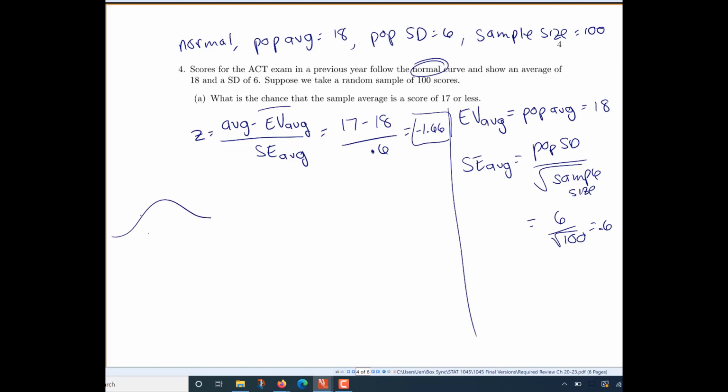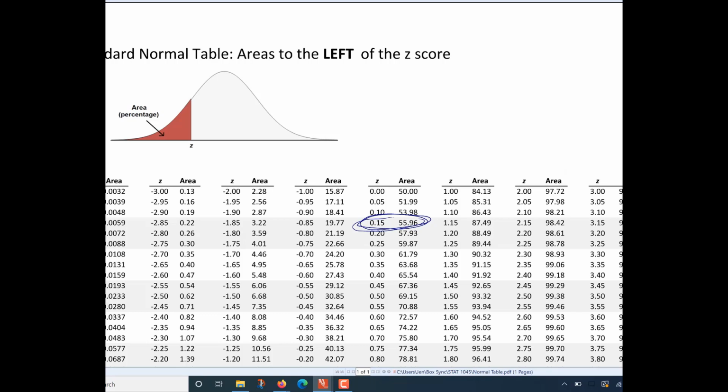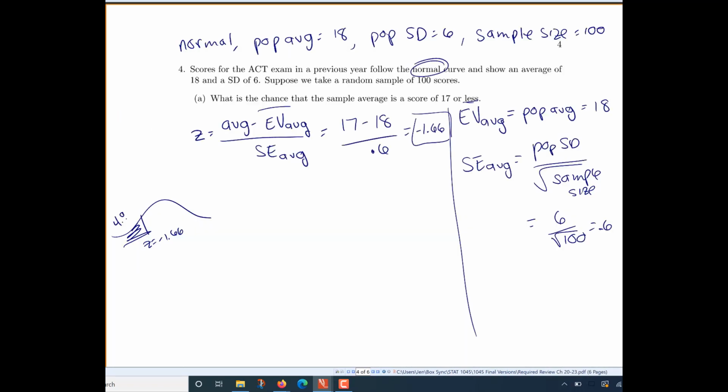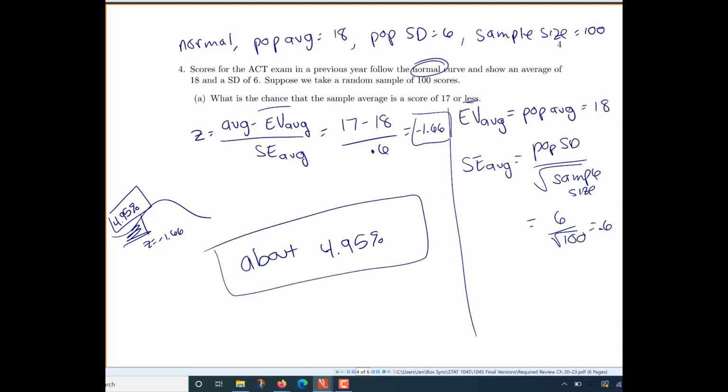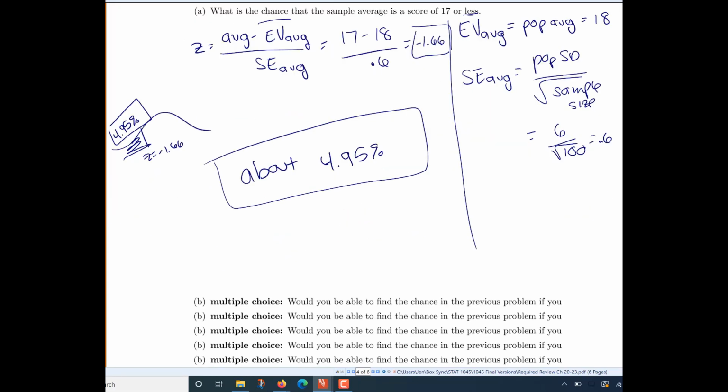Now if I was to draw this, z equals negative 1.66, I'm looking for the area to the left because it said 17 or less. So I go back to that normal table, I'm looking for negative 1.66, which is somewhere about here, so it looks like I'm about 4.95%. Now again, the person that wrote the exam used the calculator, she got 4.7%. So just look for your closest value. Don't worry about it, it's going to be slightly different.